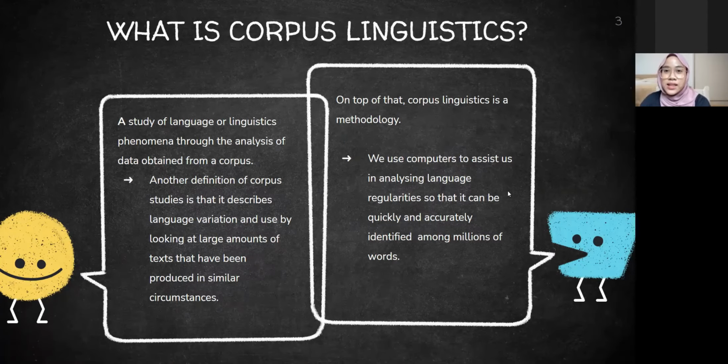Corpus linguistics is a study of language or linguistic phenomena through the analysis of data obtained from a corpus. Another definition of corpus study is that it describes language variation and use by looking at large amounts of text that have been produced in similar circumstances. On top of that, corpus linguistics is a methodology. We use computers to assist us in analyzing language regularly so that it can quickly and accurately identify among millions of words.